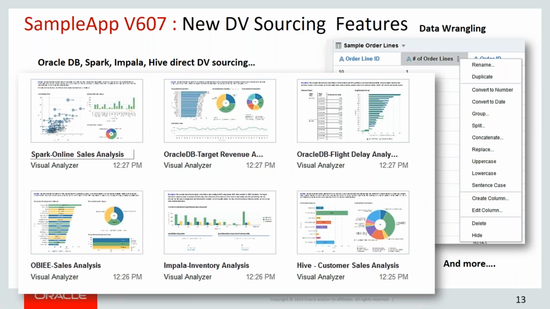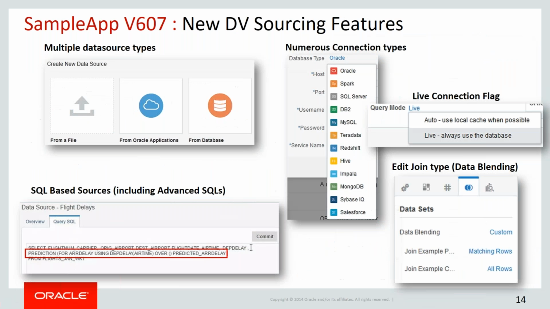Some of the sourcing features, just some high-level things of what's new in v607. There's the ability to get at multiple data sources. Spark, Impala, Hive, all these are running systems that you can use with SampleApp, and you can see how did they pull these together. That's the value of being able to use SampleApp, is be able to rip things apart, see some sample dashboards, and everything is exposed. You can read all the code, everything, all this.